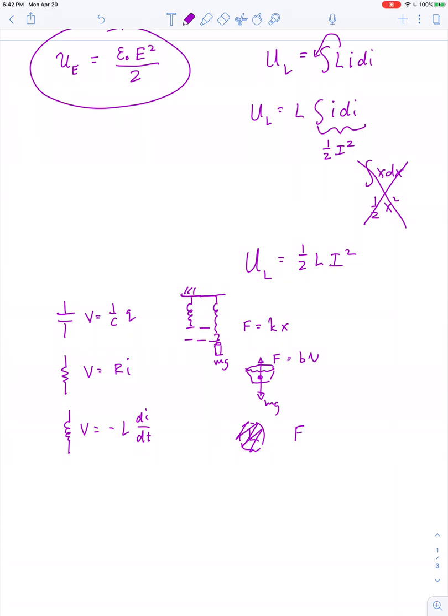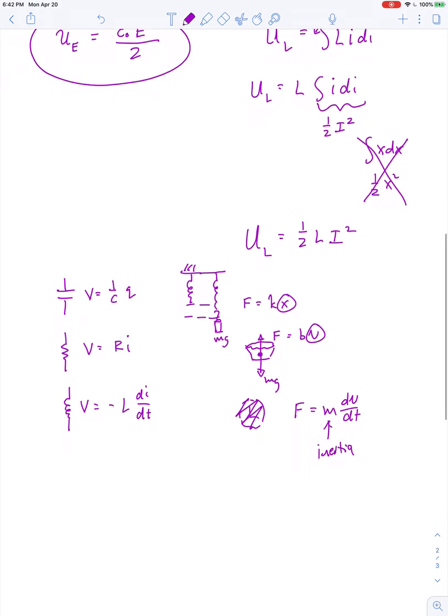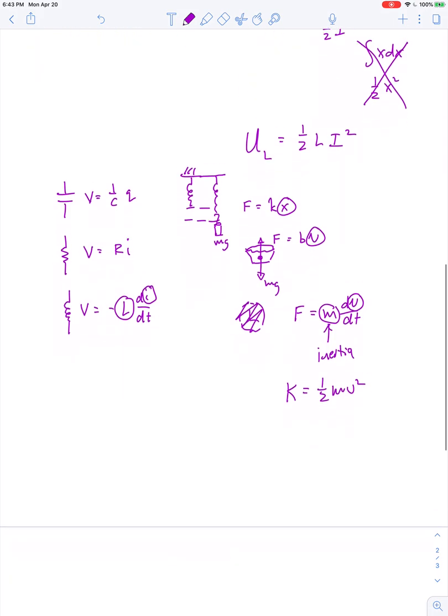Oh, so there are some forces that are position dependent, some are velocity dependent, and other forces are dependent on rate of change of velocity, and those are the forces required to overcome the mass or inertia. So it looks like velocity is to current what mass is to inductance. Well, we know there's an equation for kinetic energy equal to 1/2 mv squared.